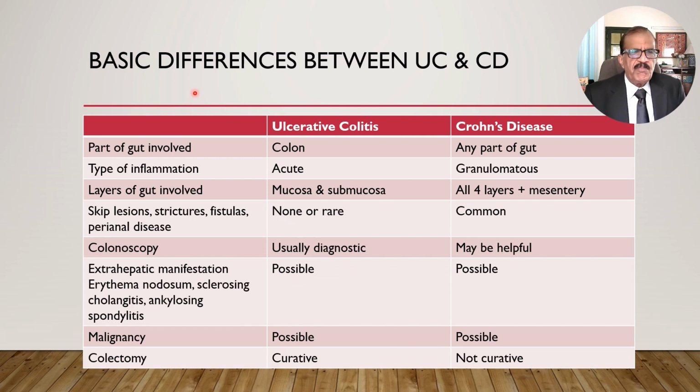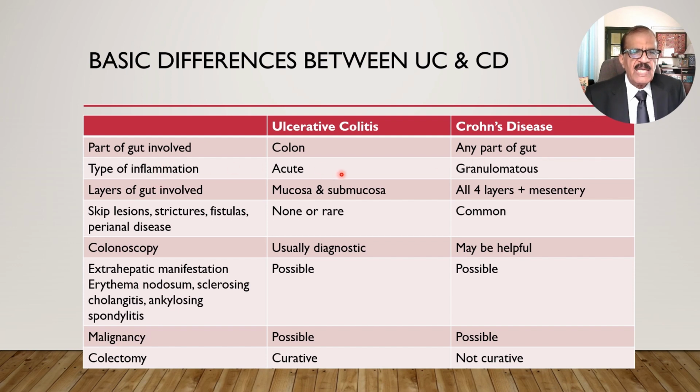And these are the basic differences between ulcerative colitis and Crohn's disease. This is just an outline. I will discuss these features when I take up ulcerative colitis in the next lecture and Crohn's disease in a third and subsequent lecture. So the part of gut involved in ulcerative colitis is almost always only the colon and the distal part of the colon, whereas in Crohn's disease it could be any part of the gut, mostly small intestine, but sometimes large intestine also.